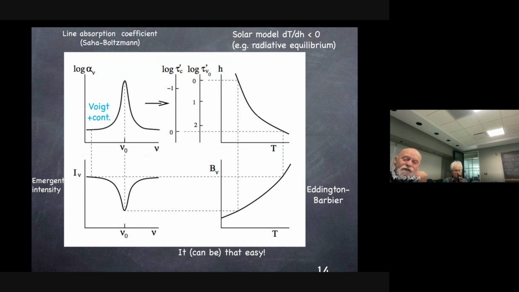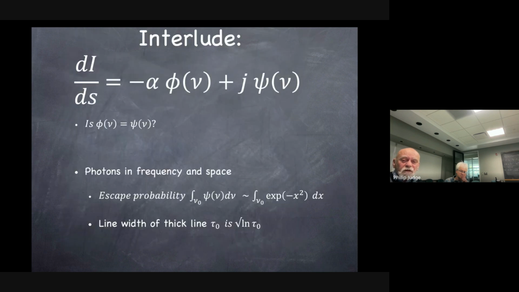And it can be as easy as this. And indeed, one could go away with a model of the sun, compute alpha nu, given the height and temperature and everything, and just throw in a few simple atoms and some numbers that are characteristic of those atoms, and compute for yourself a spectrum using the Eddington-Barbier relation, or you could use a formal solver to do that. Okay.